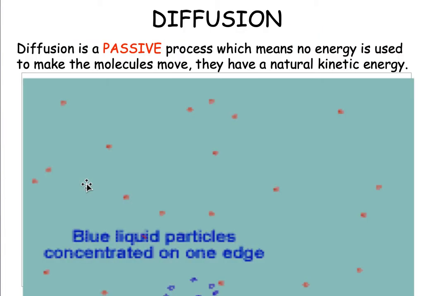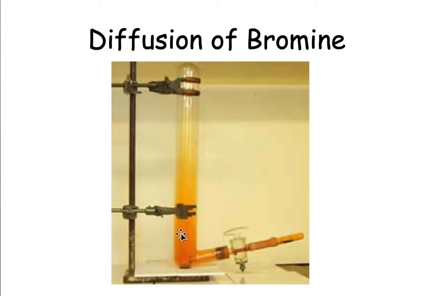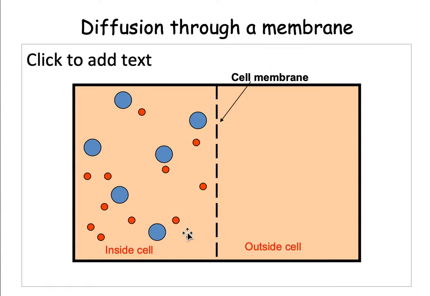Alright, so diffusion is a passive process. It does not require any energy, because molecules have a natural kinetic energy that makes them move. So if diffusion happens across a cell membrane, it's without the use of any energy, and it happens by itself. This is just an example, diffusion of bromine. If you put bromine in the bottom of the tube and you put water in, the bromine will spread through the tube. This region is the region of high concentration, and with the passage of time it will flow. So this is diffusion of bromine.